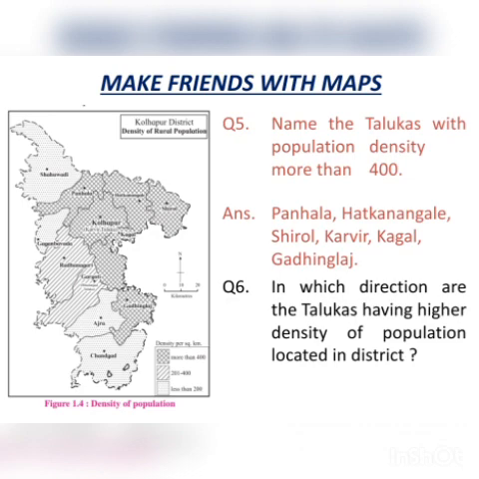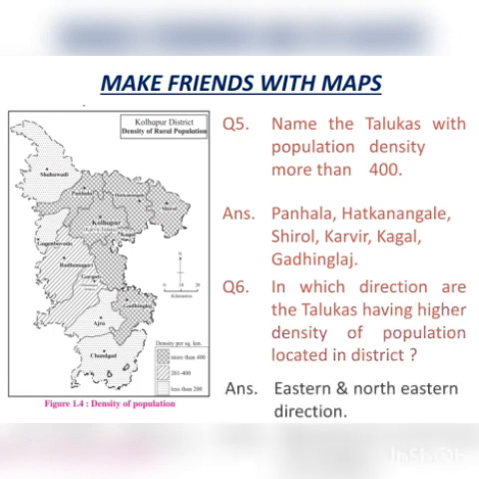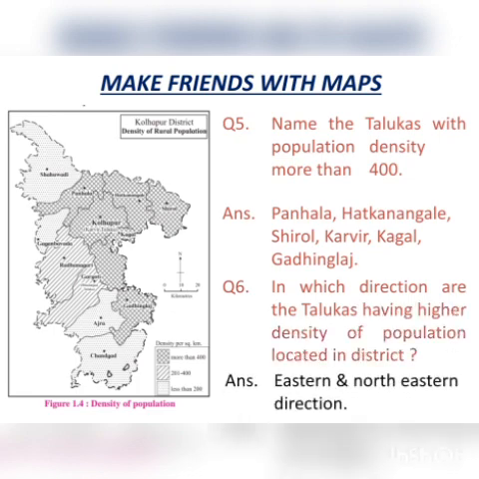Question number 6. In which direction are the talukas having higher density of population located in the district? Now, if we see the direction, we see more density of population towards the eastern part, or we can say northeastern part of the district. Therefore, the answer is eastern or northeastern direction.